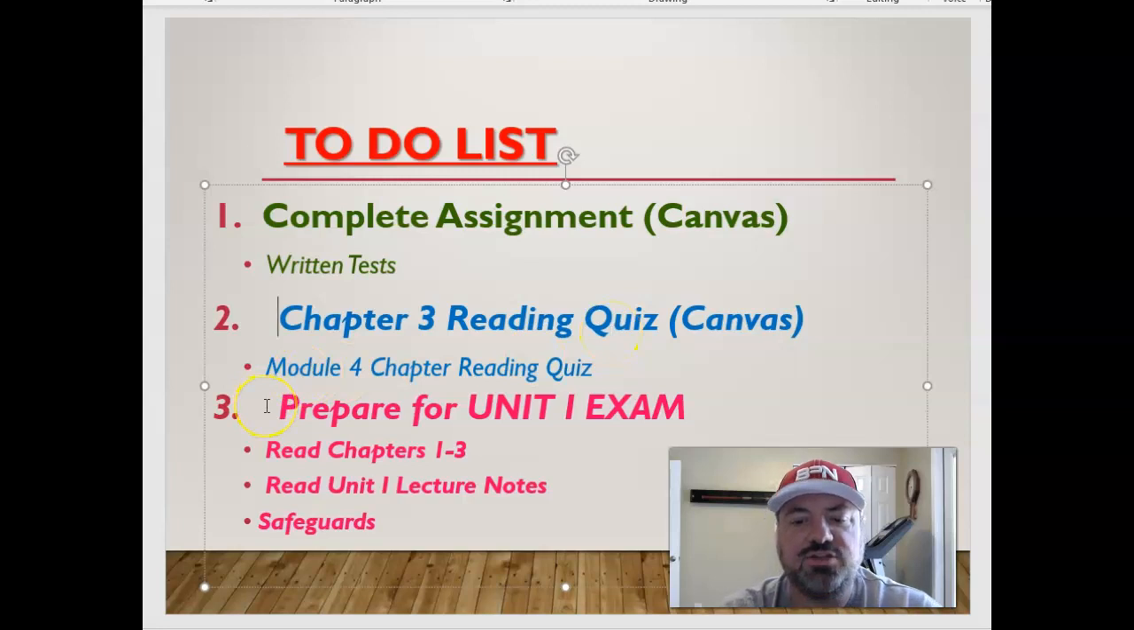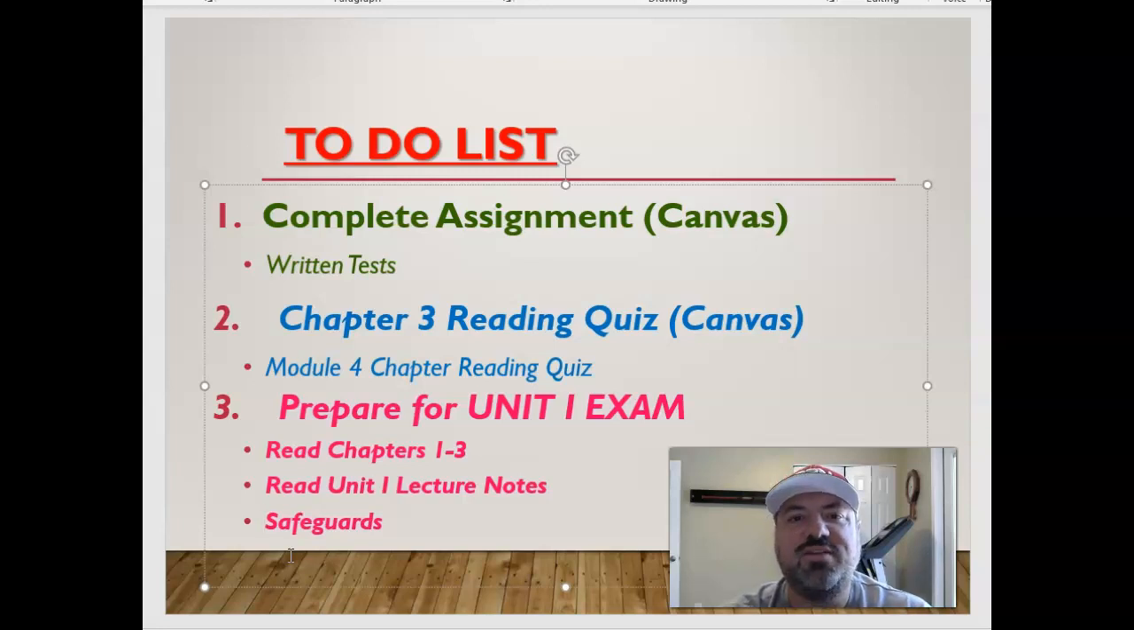And then if you haven't yet, start preparing for the Unit 1 exam. The Unit 1 exam is embedded here in Module 4, right? Read chapters 1 through 3. That was the assigned readings. If you haven't, go back through, read those, finish them up. Maybe scan the stuff you highlighted, if you highlighted when you're reading. Go back and read your Unit 1 lecture notes. That would be your notes from all the lectures. Maybe breeze through the stuff in your portfolio. That helps you prepare for the test.